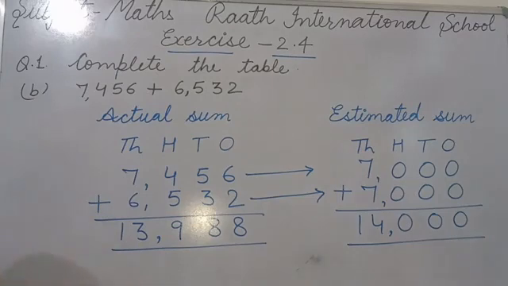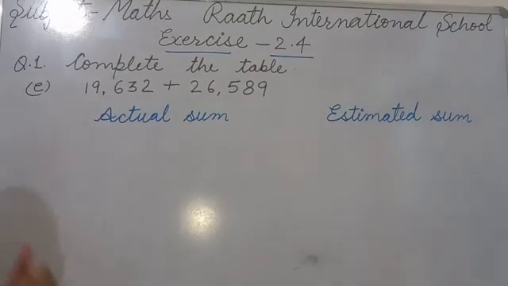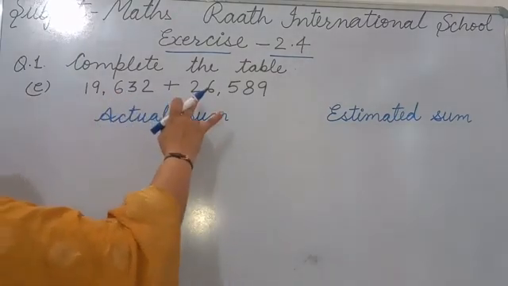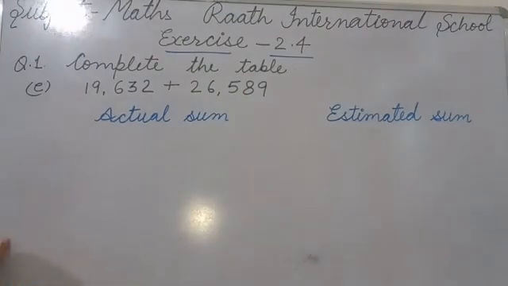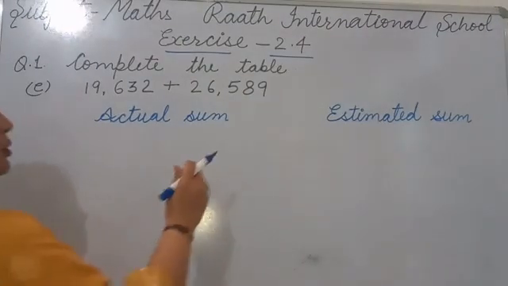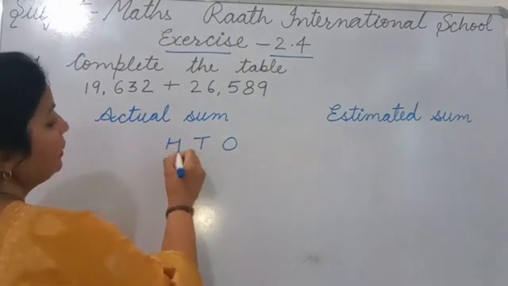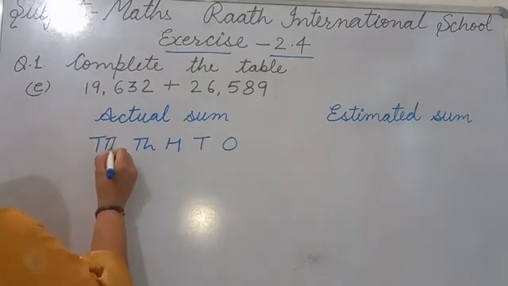The same way you will do its C and D parts yourself in homework, and after that we will do its E part. Now E part. Okay. In E part what we have is 19,632 plus 26,589. So again we should put them up and down. So here we will write the columns ones, tens, 100, 1000, 10,000 because there are 5-digit numbers.